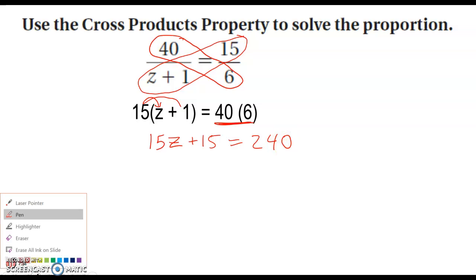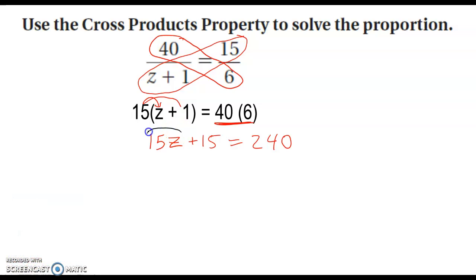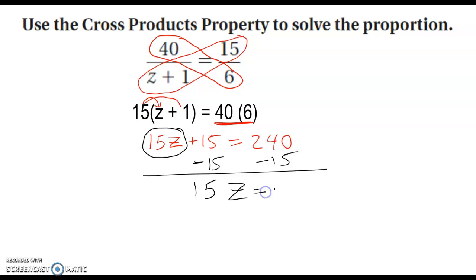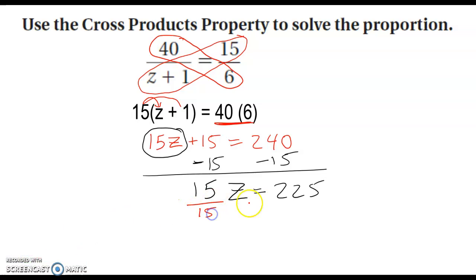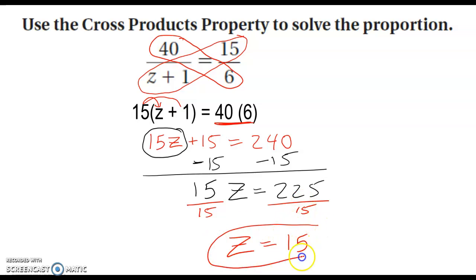Now we have a two-step equation. So we are going to solve for the variable term. So we got to get rid of the plus 15 first. So we go minus 15. So 240 minus 15, that gives me 225. Now how do you get rid of that 15? We divide by 15. So we end up with z equals, and then 225 divided by 15 is 15. So z equals 15.